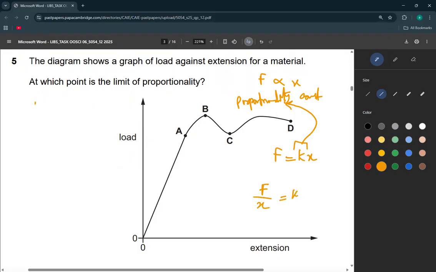So we know that for directly proportional quantities, the graph is a straight line passing through the origin. Here, the line passing through the origin, which is straight, is A. Because after that, it starts to bend, and then kind of a wavy kind of shape occurs. So A is the correct answer.